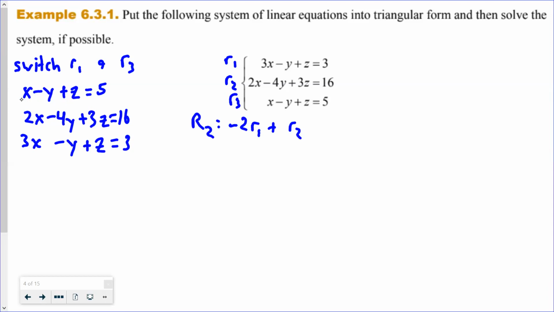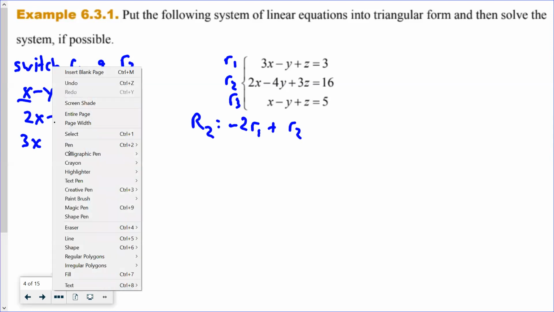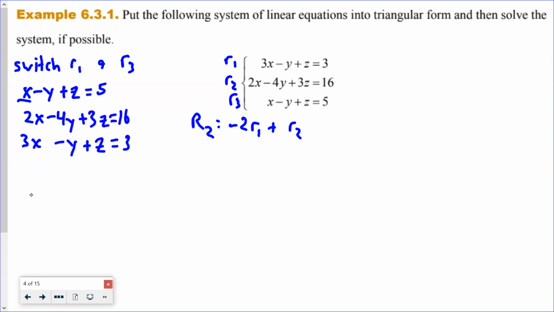Because when I times this x by negative 2, it'll make it negative 2x, and then if I add it with 2x, it'll become 0, and that's helping me get it into upper triangular form. So let me write out what I mean by that, okay? I'm going to take negative 2 and times it by row 1, and that's going to give me negative 2x, positive 2y, minus 2z, and that's going to equal negative 10. That's just row 1 times negative 2, okay?